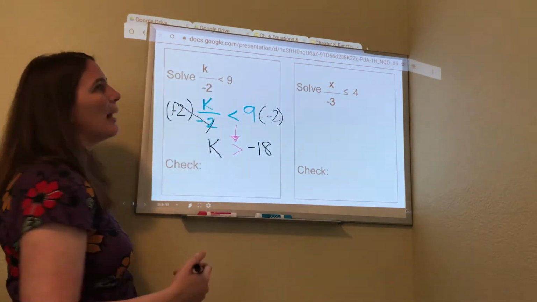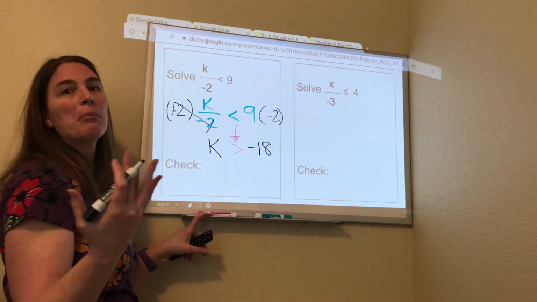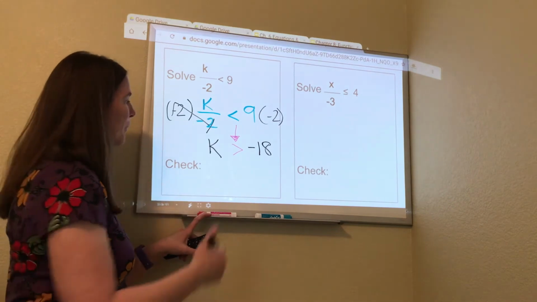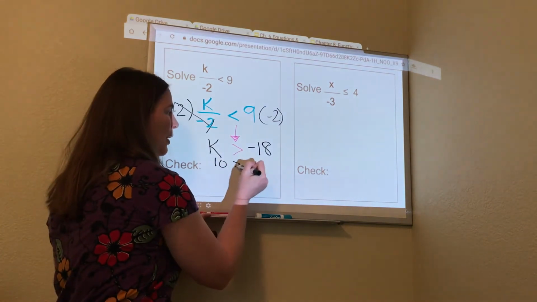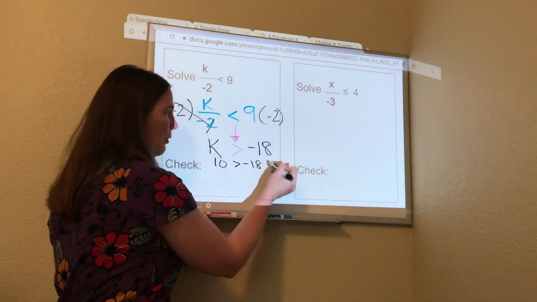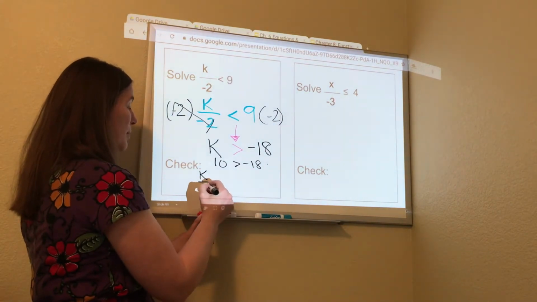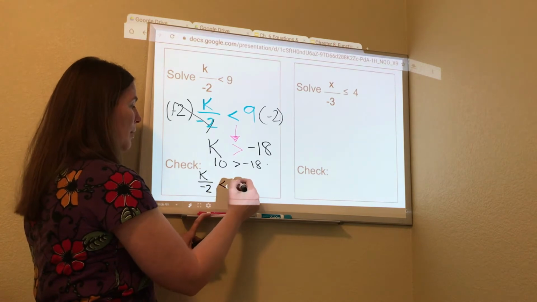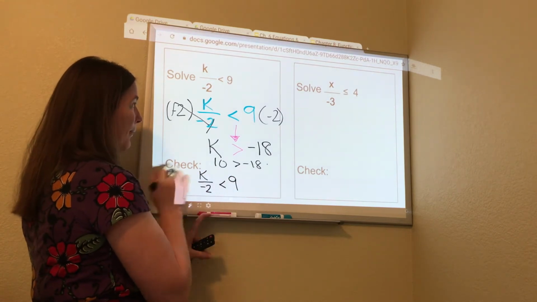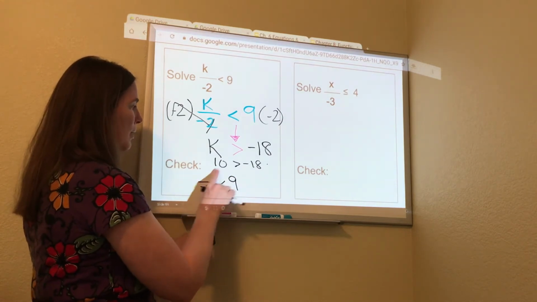So let's go ahead and put in, let's say 10, okay? So 10 is greater than -18. That's true here. Let's see if it's true in our inequality statement. So instead of k, we're going to put 10.